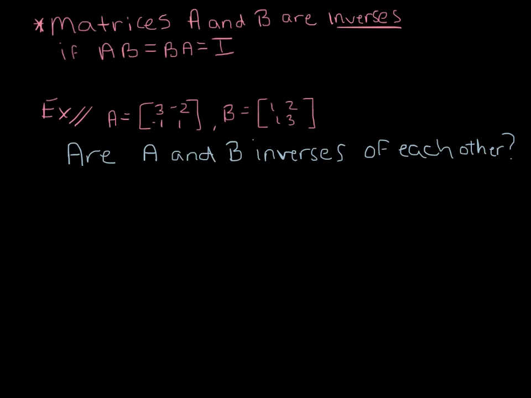Now that we've defined what the identity matrix is, we can now talk about what are called inverses of matrices. So A and B are inverses if when you do A times B, you get I, and that's also what you get when you do B times A.